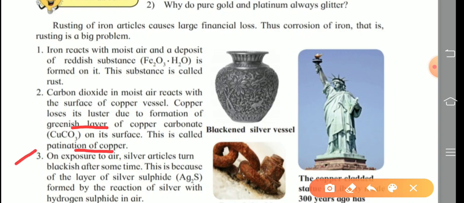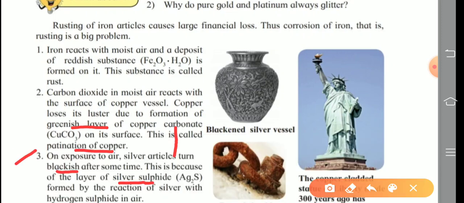Next, third one is given, on exposure to air, silver articles turn blackish after some time because of the layer of silver sulfide. What is the formula? Ag2S, means silver sulfide, formed by the reaction of silver with hydrogen sulfide gas in air. So silver reacts with this hydrogen sulfide gas in air. Silver sulfide is formed, and silver sulfide is a blackish layer. Silver sulfide is formed on the surface of the silver article, and that's why we observe that it is turning blackish.